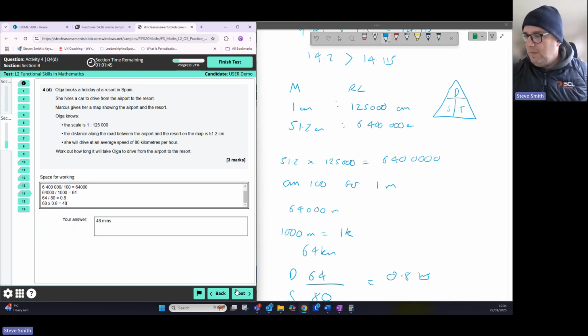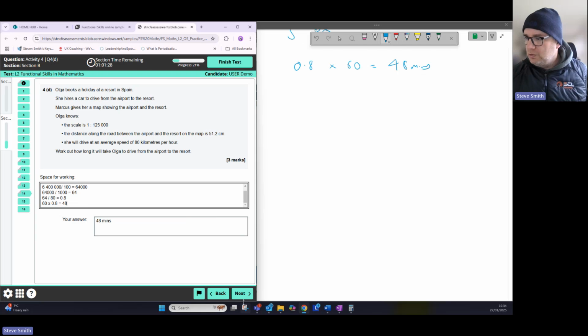Okay, that's that question. For 3 marks, I think that's quite involved. For 3 marks, we've got a lot of converting to do, but we got there in the end. It's just the process, isn't it, of knowing centimeters into a meter, meters into a kilometer, and remembering the distance, speed, time triangle. Okay, next question.